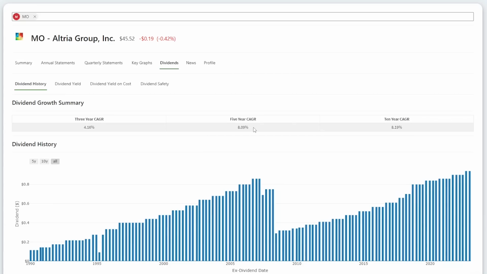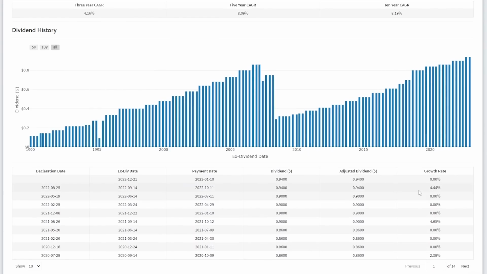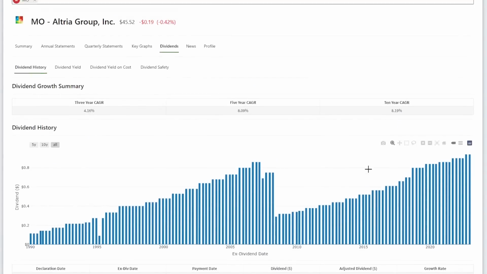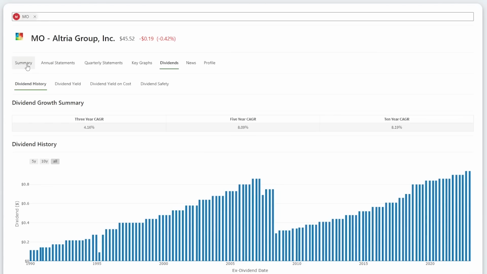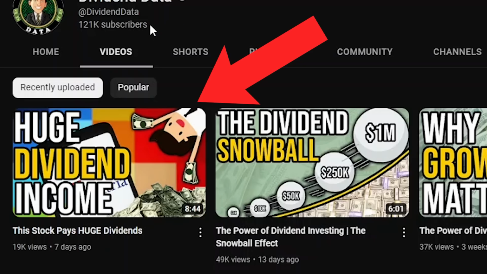Over the past 5 years, the compound annual growth rate of the dividend is 8%. This is lower in recent years, with the latest dividend increase being 4.44%. Altria is a dividend growth machine with a high yield. I would also say it's lower risk, especially compared to a company like Intel. I own Altria stock and have been buying more lately. If you want to learn more, I just made a video going into detail about the company and showing how the stock can have a massive dividend snowball effect.